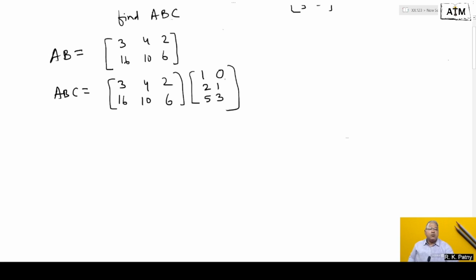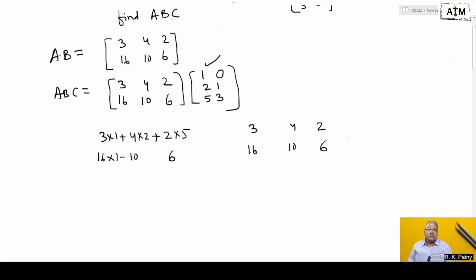There are two columns in matrix C. So write 3, 4, 2, 16, 10, 6 two times. Write it twice. Then after that, what is the first column? 1, 2, 5. The first column will multiply to the first row of the LHS.